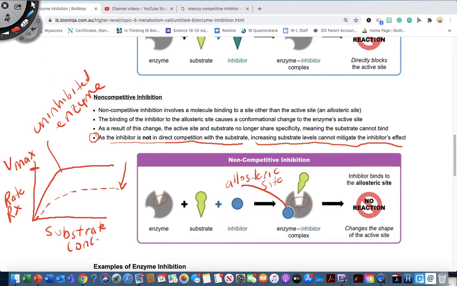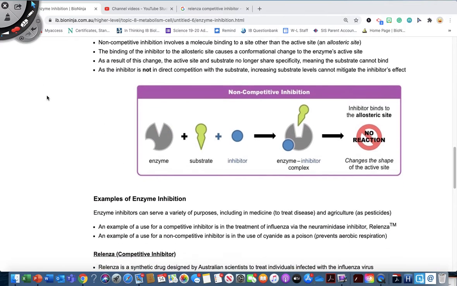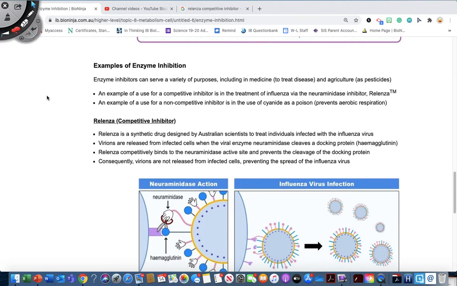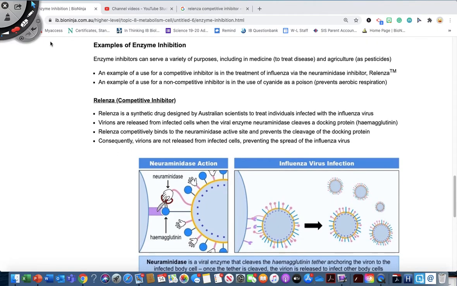All right, so let's continue. Let's look at some real life examples of inhibition. Enzyme inhibitors can be used for a variety of purposes. A lot of the medicines out there are types of enzyme inhibitors, and they actually treat a disease. So sometimes it's a good thing, right, to add a competitive inhibitor. And they can also be used in agriculture as pesticides.